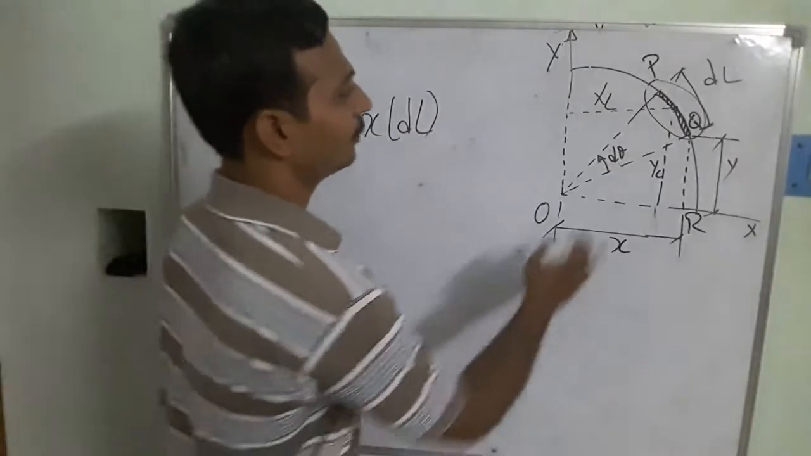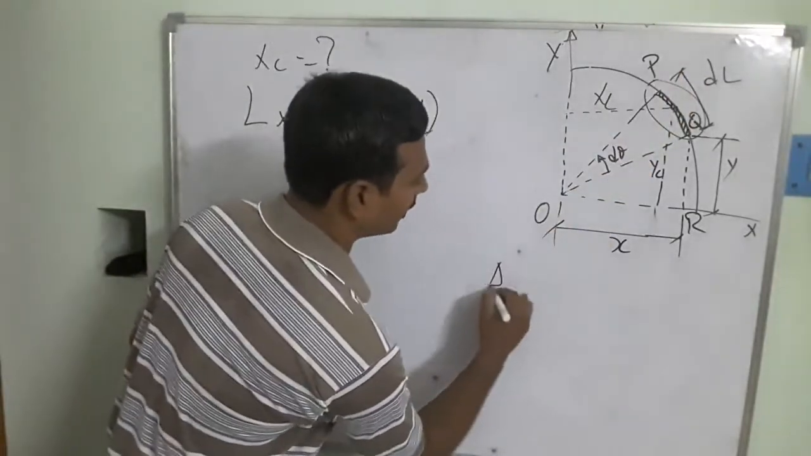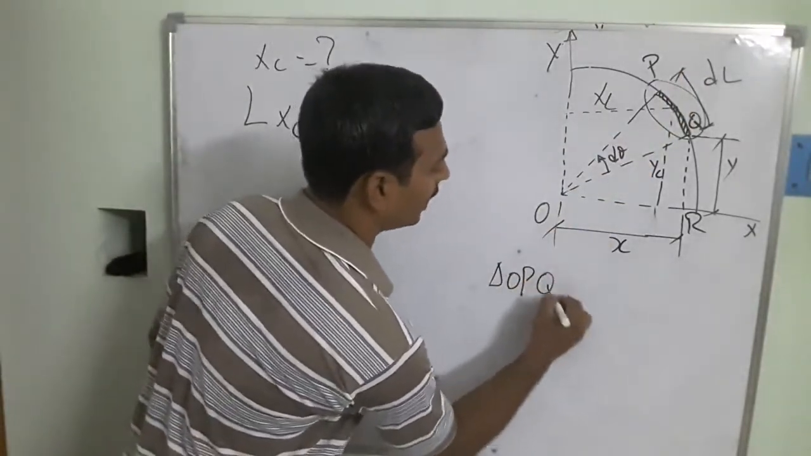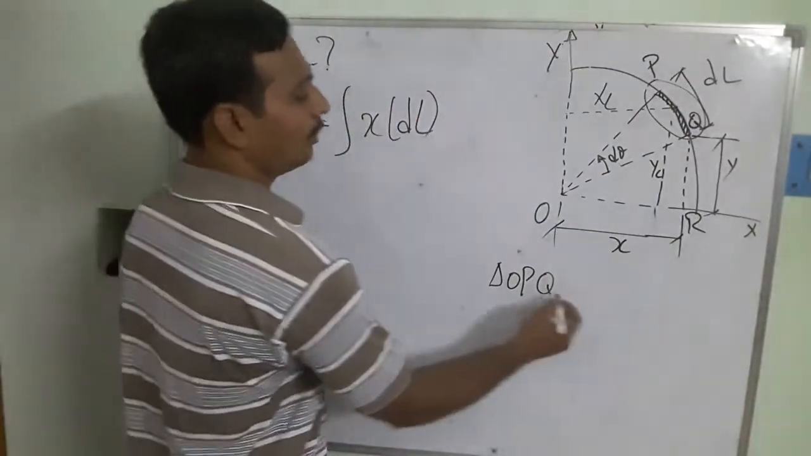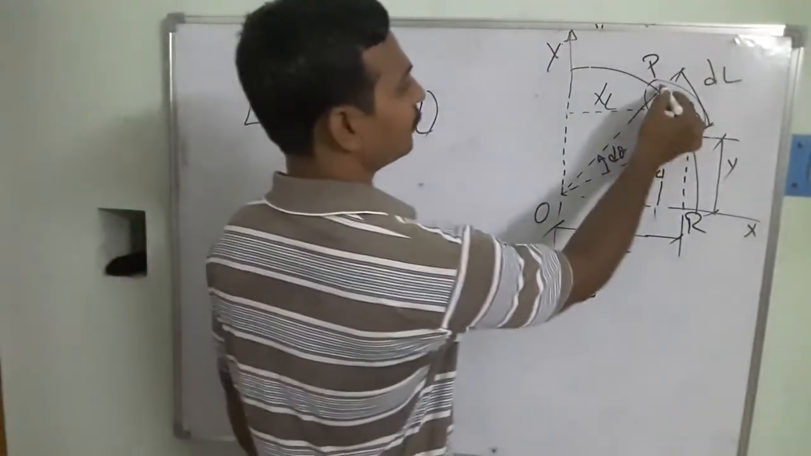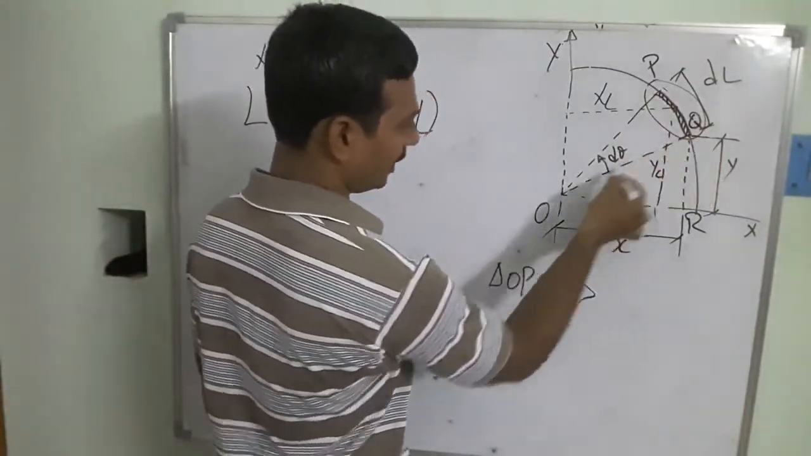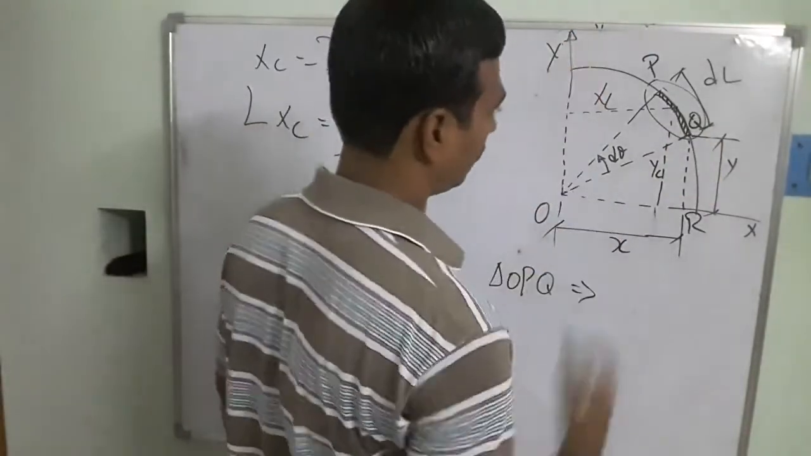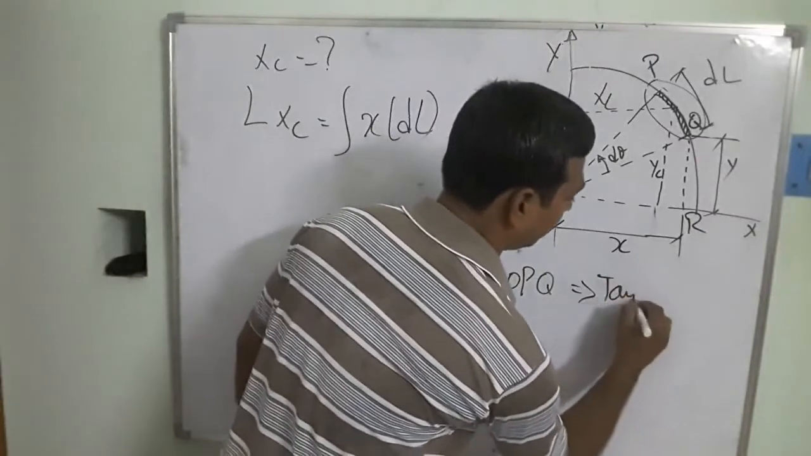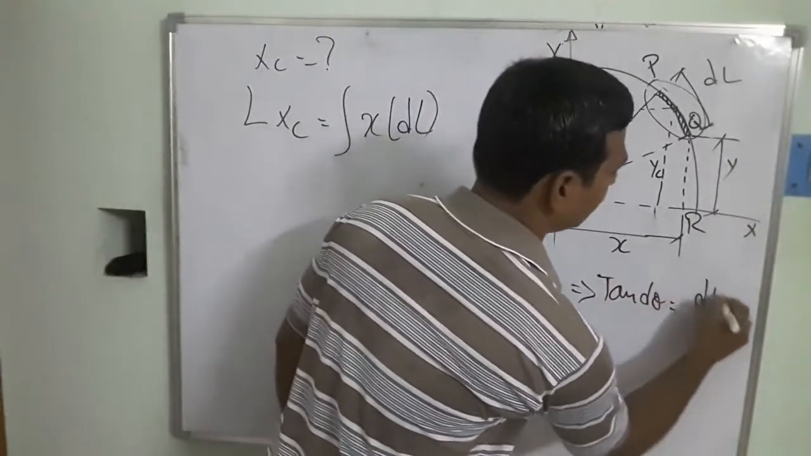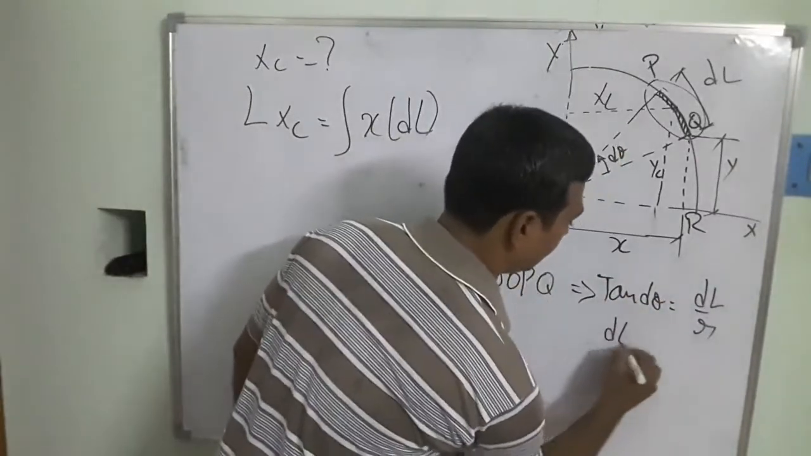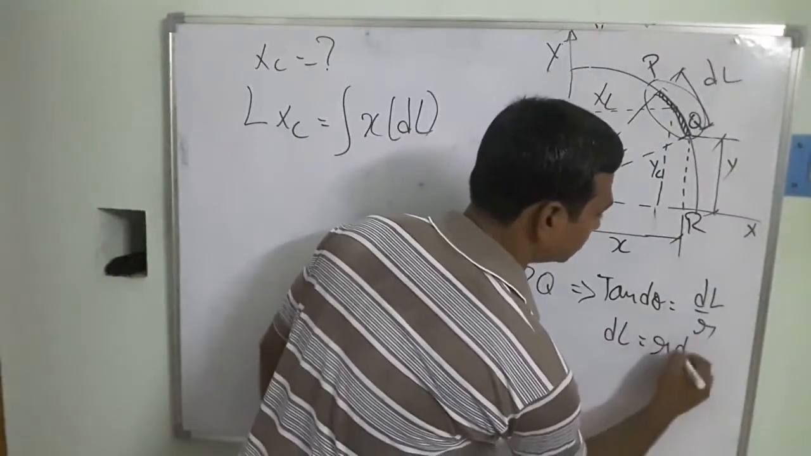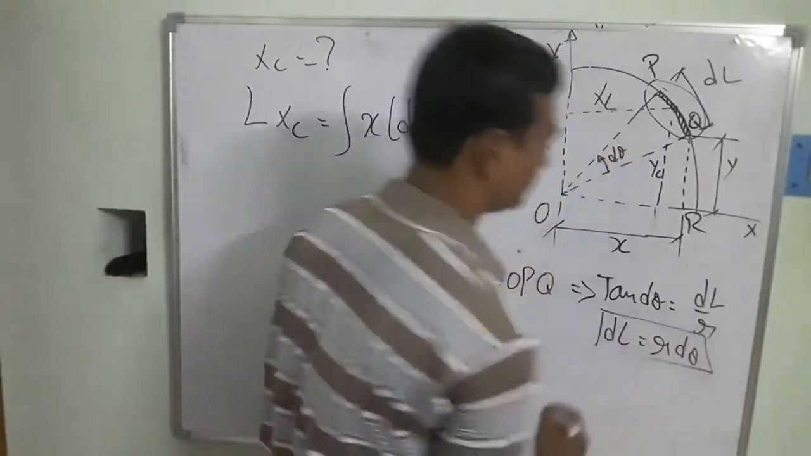From the triangle OPQ, this is going to be your dl, and this total length is called the radius. So in this case, tan d theta is equal to dl by r. So dl is equal to r d theta. I will take it. Right?